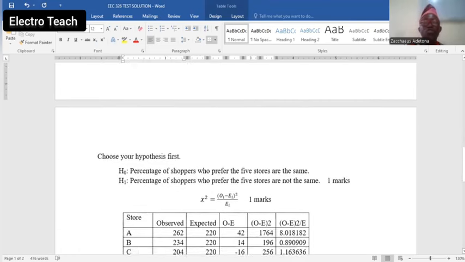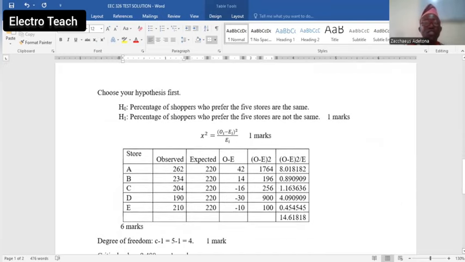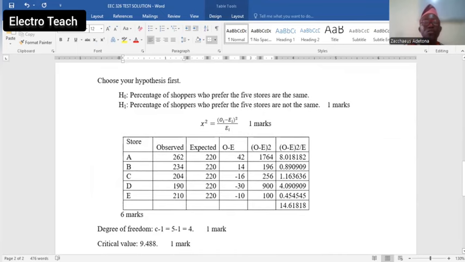The first thing is to choose a hypothesis first. So we decided to write the hypothesis in words. H0, percentage of shoppers who prefer the 5 stores are the same. H1, percentage of shoppers who prefer the 5 stores are not the same. So the null hypothesis is saying there are no differences in the percentages of shoppers. The alternative is saying that there are differences. The percentages are not the same.